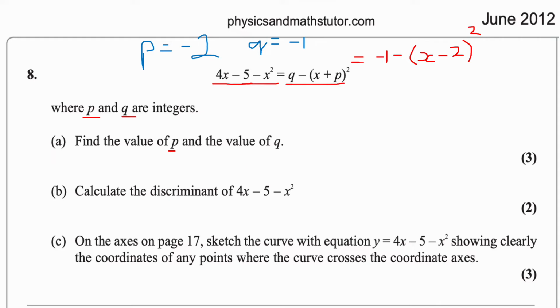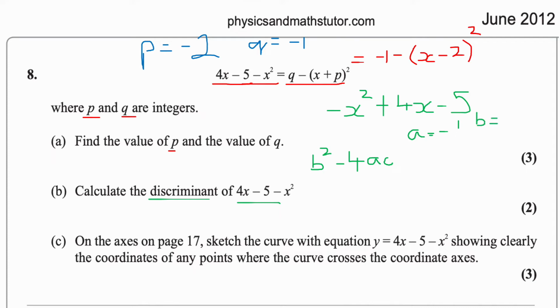Part B, calculate the discriminant of 4 minus 5x minus x squared. So it's minus x squared plus 4x minus 5. The discriminant is b squared minus 4ac, that's part of the quadratic formula. So labeling a, b, and c: a is negative 1, b is equal to 4, and c is equal to negative 5.